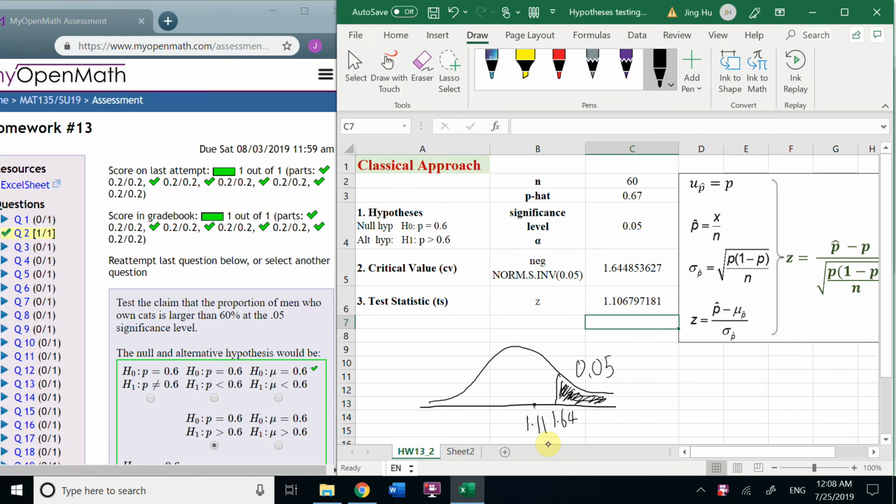So the test statistic Z is not in the critical region. That means we fail to reject the null hypothesis, because 1.11 is less than 1.64, not in the critical region.